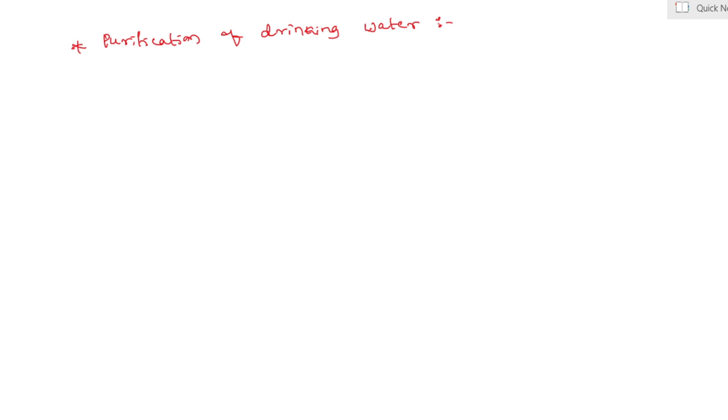The process involves various steps. The first one is sedimentation. Sedimentation means removing suspended solids. Water is allowed to stand for some time so that suspended impurities settle down.